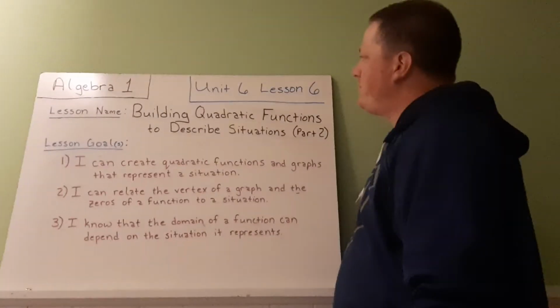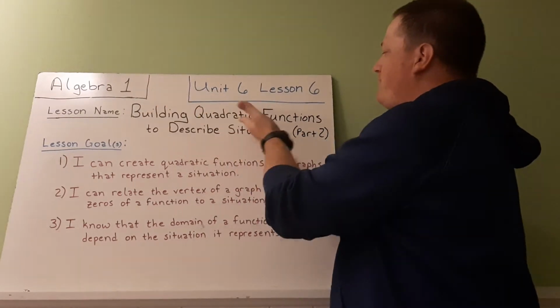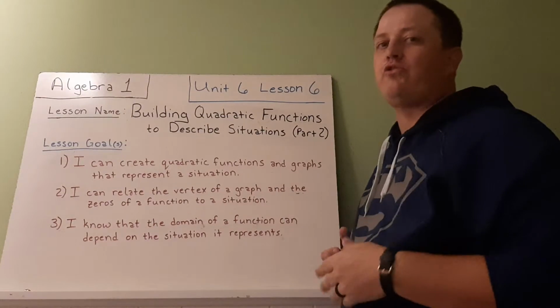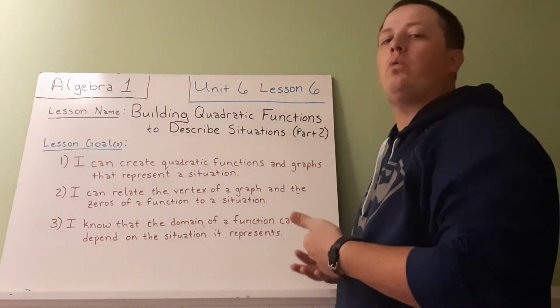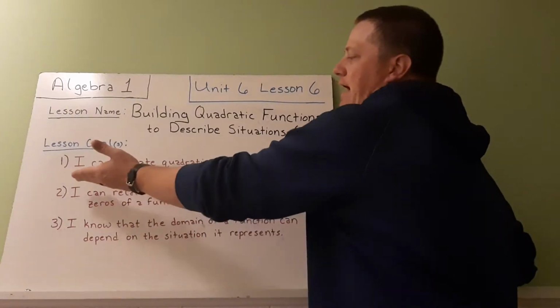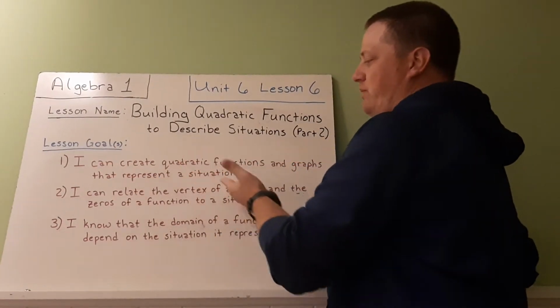All right, Algebra 1 students, let's look at Unit 6, Lesson 6, Building Quadratic Functions to Describe Situations, Part 2. So we're basically continuing what we started with the last video. Our goals are, I can create quadratic functions and graphs that represent a situation.